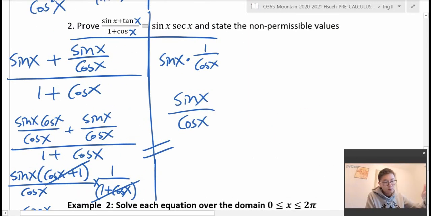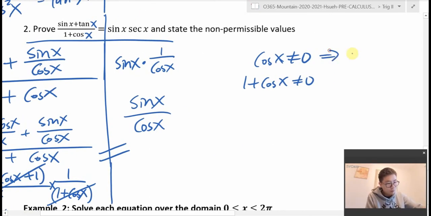Okay, now let's take a look at the non-permissible values here. Again, for the denominator, I see cosine x right away, so cosine x cannot equal 0. And then I also see this denominator right here, 1 plus cosine x, so that means 1 plus cosine x cannot equal 0. Okay, now this one we already know. That means x cannot equal pi over 2 plus pi n.